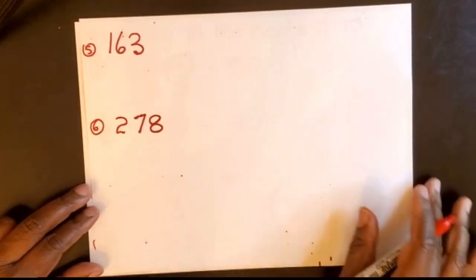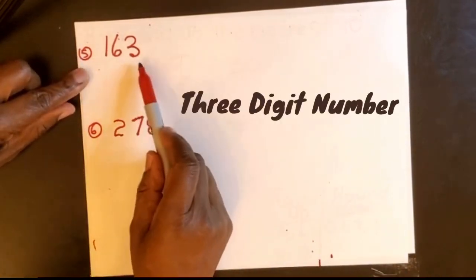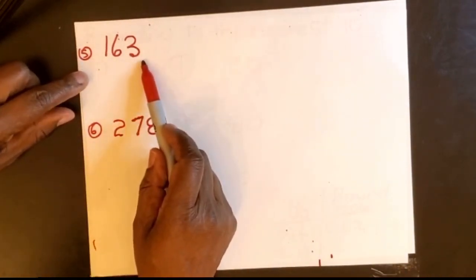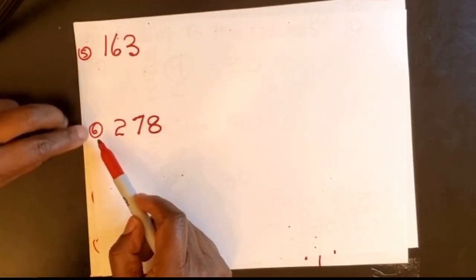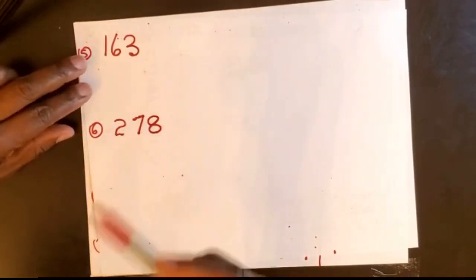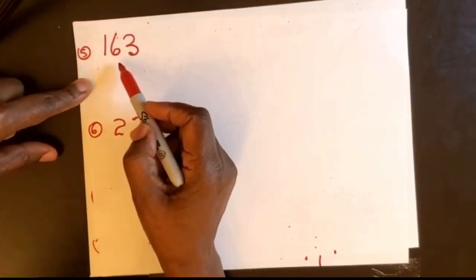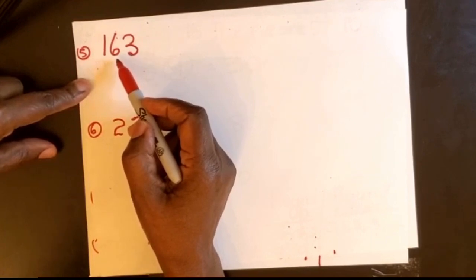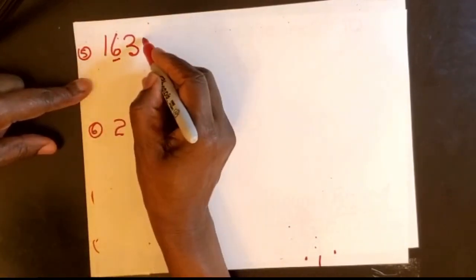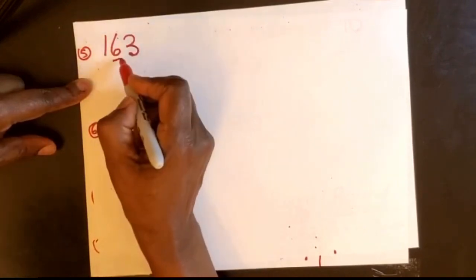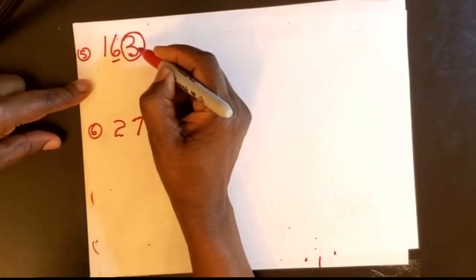Now I'm going to go a bit further. I'm still rounding to the nearest 10, but this time I'm using a 3-digit number. I'm using a 3-digit number in number 5 and a 3-digit number in number 6. Because I'm rounding to 10, I have to find my tens place. 6 is in the tens place. To the immediate right of the 6 is a 3. So I'm going to circle it.